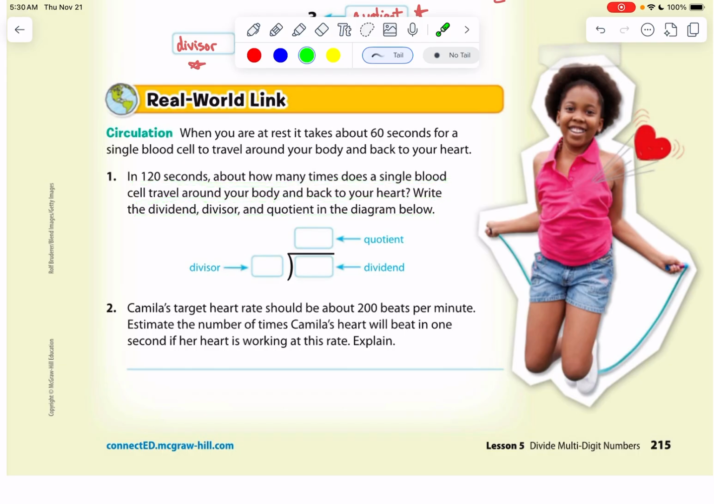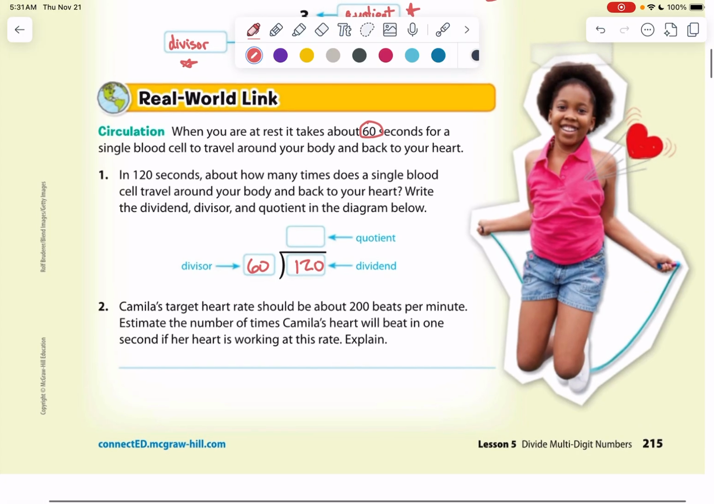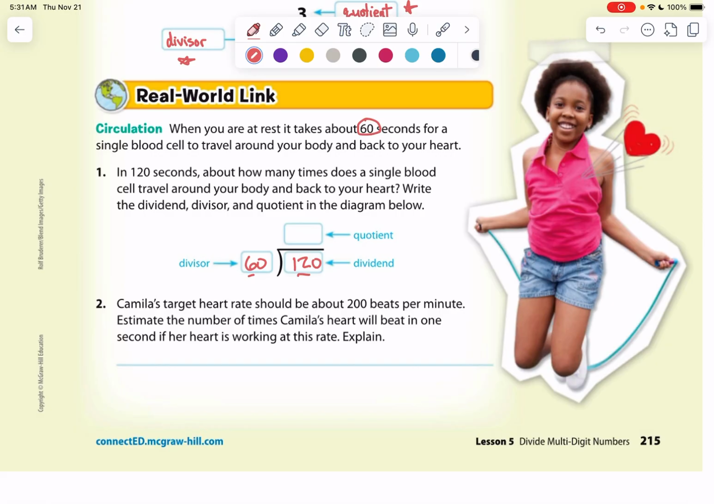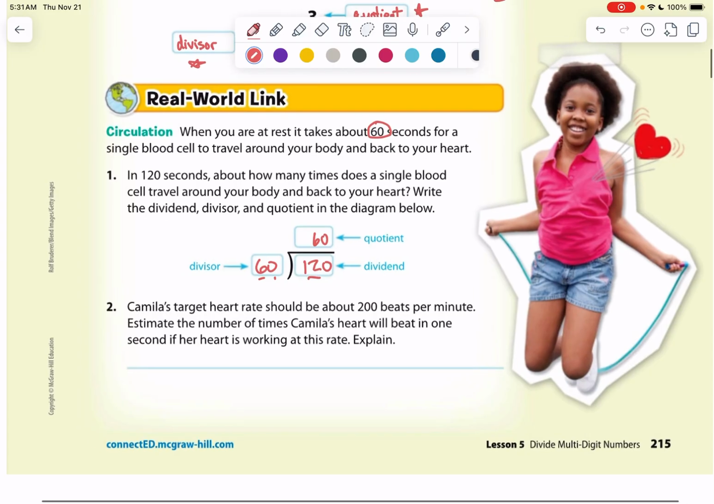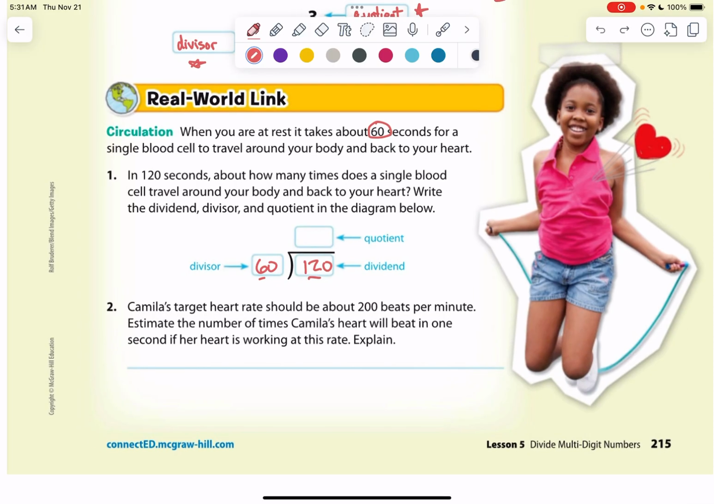Okay? So first of all, we're talking about 120 seconds in all. That is our dividend. Okay? And we're trying to figure out how many groups of 60 seconds are in 120. So that is our divisor. Okay? Well, I know right away that 6 times 2 is 12, and there's a 0. So that is 60. Our quotient is going to be, oh, I just did it wrong already. Goodness, Miss Munyon. Trying to rush. 6 times 2 is 12. Didn't I just say that? So 20. Does that make sense?